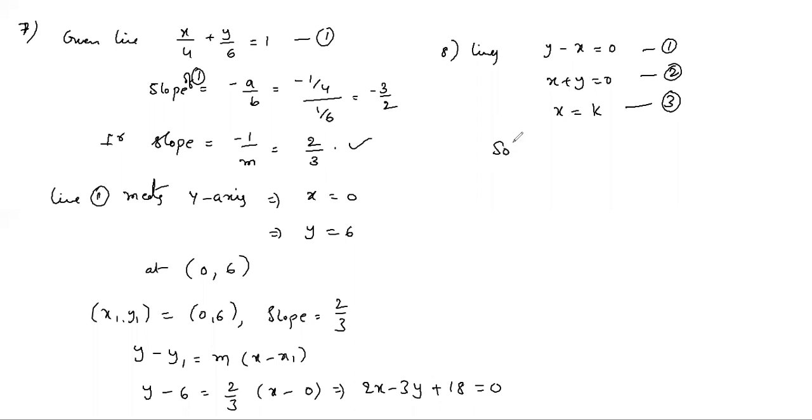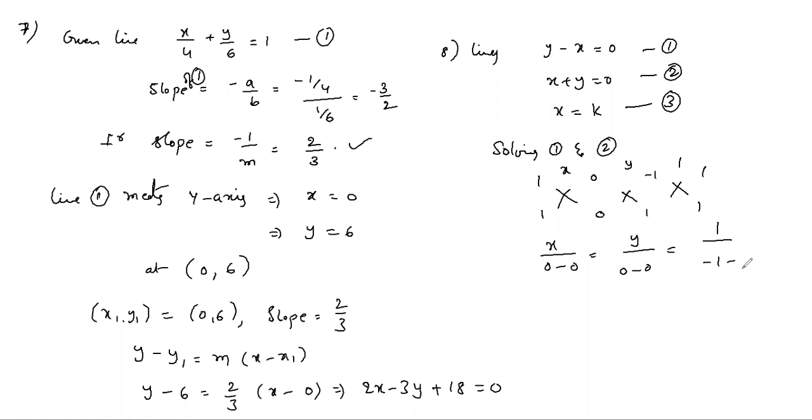Okay, solving 1 and 2. You can directly add so that you will get the point of intersection of 1 and 2. Y coefficient 1, x coefficient minus 1, constant 0. Using cross multiplication, x equals 0 by something, so x equals 0, y equals 0. Because for these two lines we have no constant, so the lines pass through the origin. So one point is (0, 0).